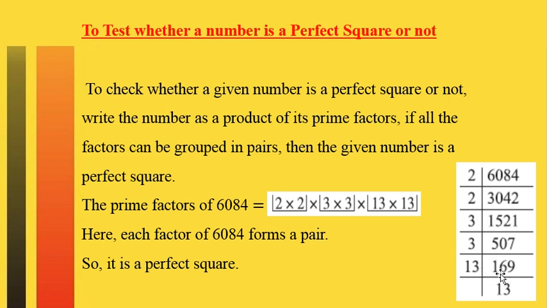Now after the 3, 169 is not divisible by 3. We can apply the divisibility rule by adding the digits, and if the sum is divisible by 3, then the whole number will be divisible by 3. This is the easiest way to check for 3.